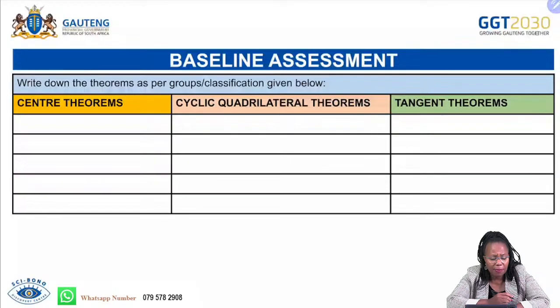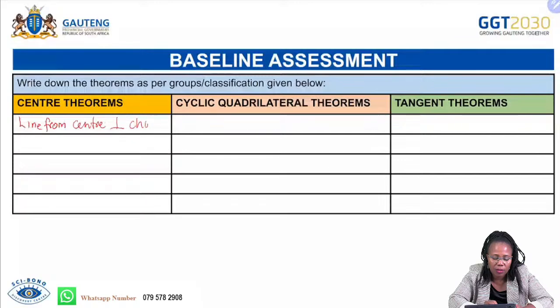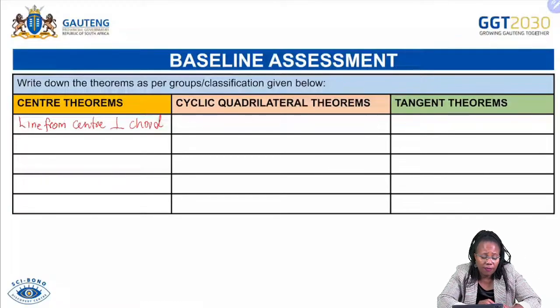Okay, now remember the first one. Do you still remember? It's a line from the center perpendicular to the chord. That is the first theorem that you started with, grade 12, on circle geometry. And then it is having its converse now. The converse of this theorem says a line drawn from center to the midpoint of a chord.